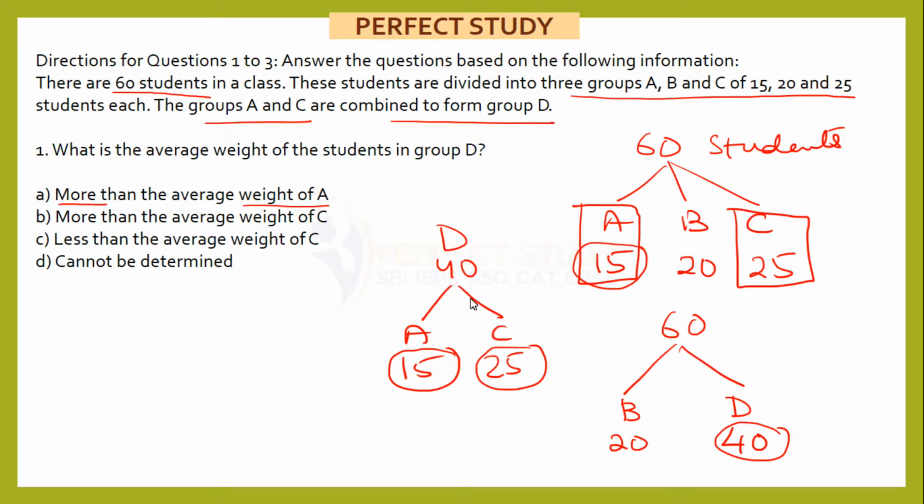Average weight of Group D can be equal to Group C, it can be more than Group C, it can be less than the average of Group C. All kinds of possibilities are there. That is why more than average weight of Group C we cannot say for sure, less than average weight of Group C we cannot say for sure. Answer will be cannot be determined. We can't determine anything because not a single data about average is given here.